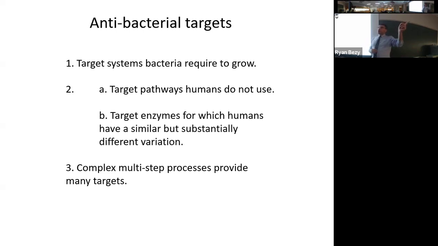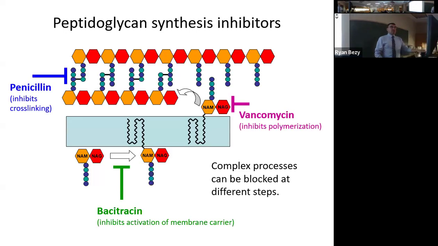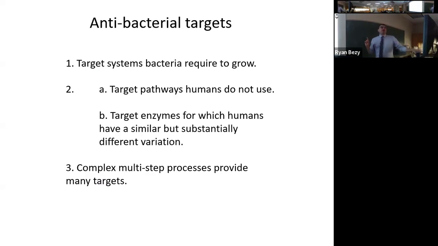You might have an antibiotic targeting step 1, a different antibiotic targeting step 2, a different antibiotic targeting step 3, for instance, in a multi-step process. So that can provide many targets. What might be an example then of a good target for an antibiotic? What's something that bacterial cells have and human cells don't?